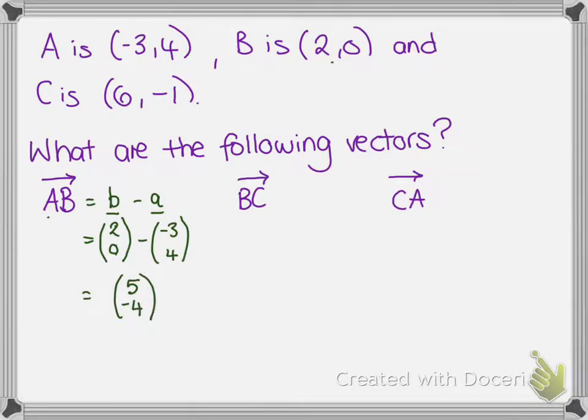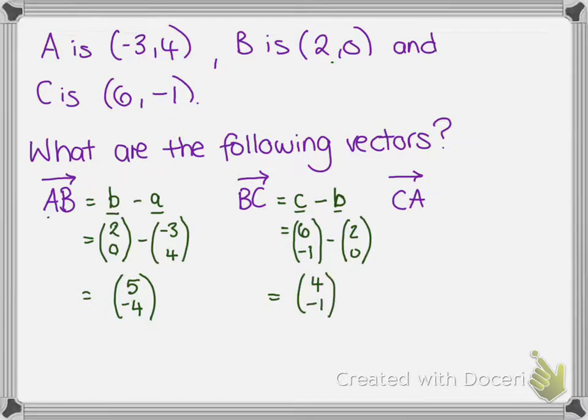Okay? If I want to work out the vector BC, I'm going to do C take away B. Alright, so I can turn the coordinates of C into components, negative 1, and B would be 2, 0. So 6 take away 2 is 4, and negative 2 take away 1 is negative 1.